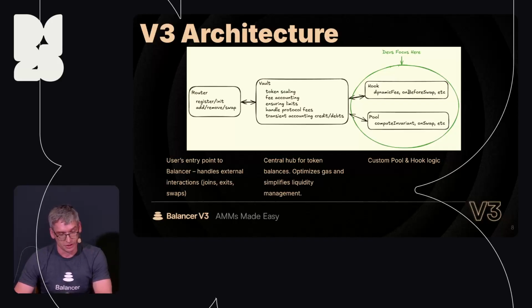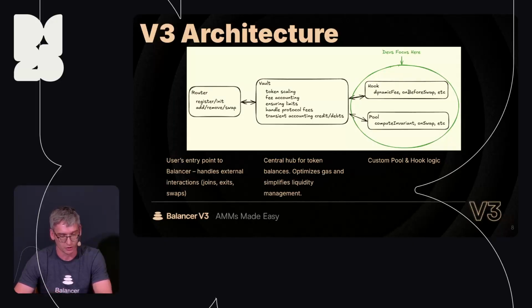So just to cover the architecture before we get into the code, it's a very high level view, but there's like 4 main components to look at: the router, the vault, the pools, and the hooks. The router is the user's entry point to Balancer. This is where somebody would go if they want to register a pool, add liquidity, remove liquidity, or swap. The vault is a singleton contract that handles all the token scaling, fee accounting, limits, things like that, and it's been optimized for gas.